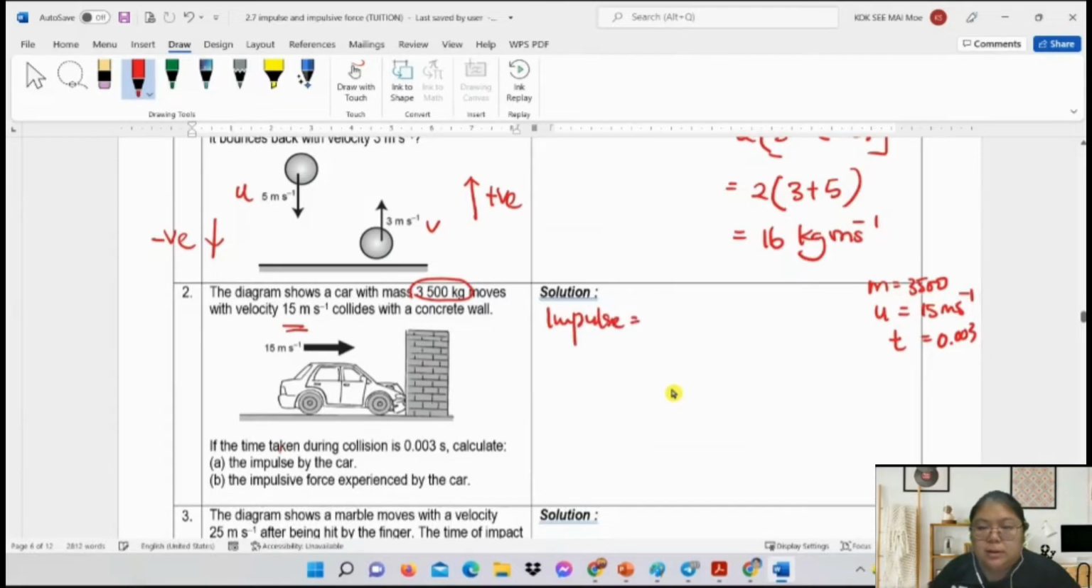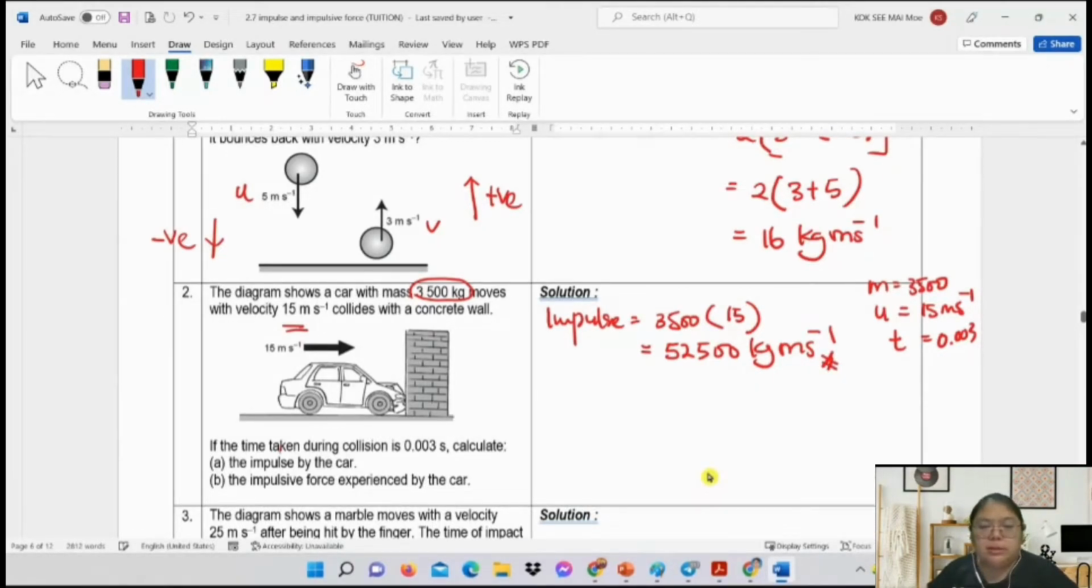m is 3,500 multiplied by the velocity 15. That's all. It is not related to the time for the impulse. So the final answer is 52,500 kg m s negative 1. So this one is the impulse.